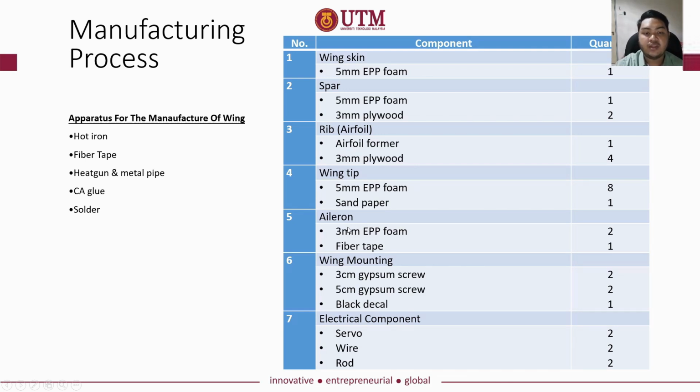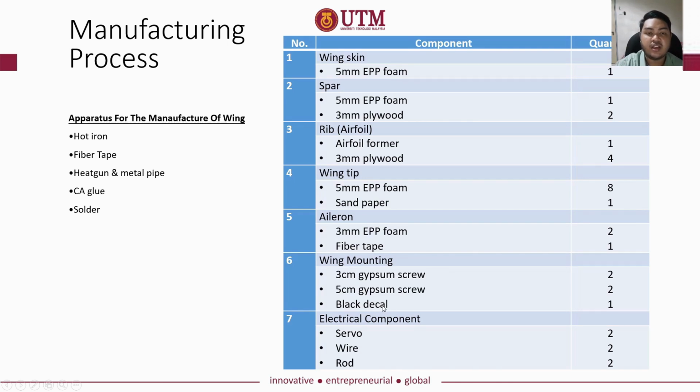And then for the aileron, we are using a 3mm EPP foam taken from the wing skin itself. We are cutting the aileron according to the aileron size from the wing skin, and then we are using the cut aileron with fiber tape to attach it to the wing skin to allow the aileron to be deflected upward and downward. For the wing mounting, we are using 3cm gypsum screw, 5cm gypsum screw and black decal.